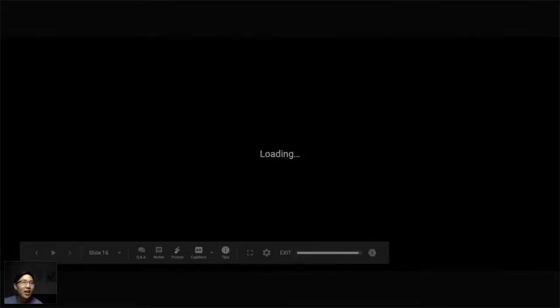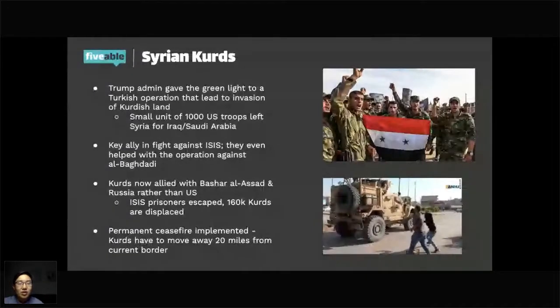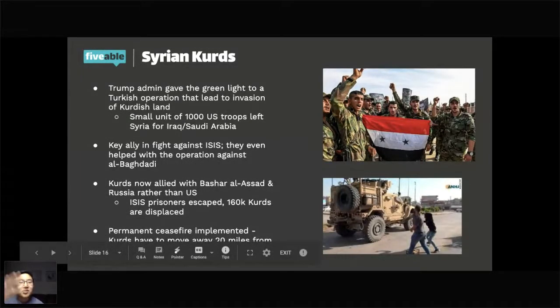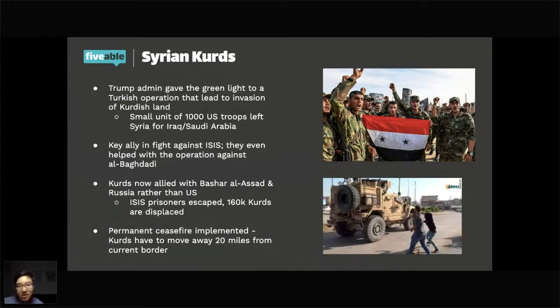Cool, we'll move on. There's also the whole issue with foreign policy in Syria. The Trump administration gave the green light to a Turkish operation that led to the invasion of Kurdish land. There were basically 1,000 units in Syria that were protecting the Kurds from a Turkish invasion, and President Trump authorized them to get moved from Syria to Iraq and Saudi Arabia.